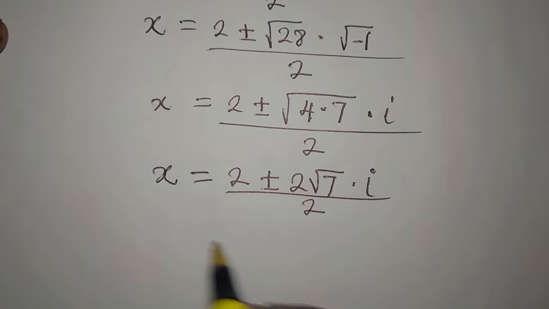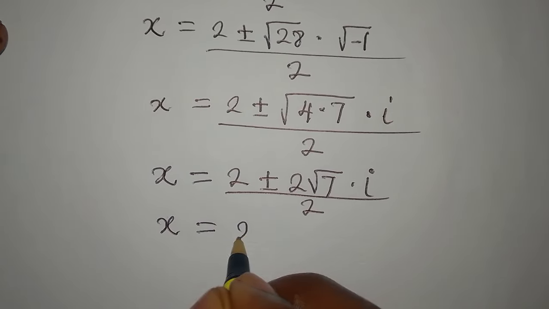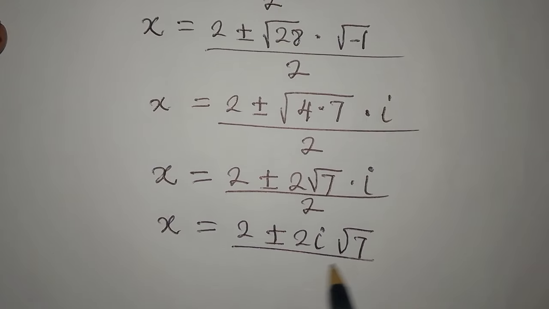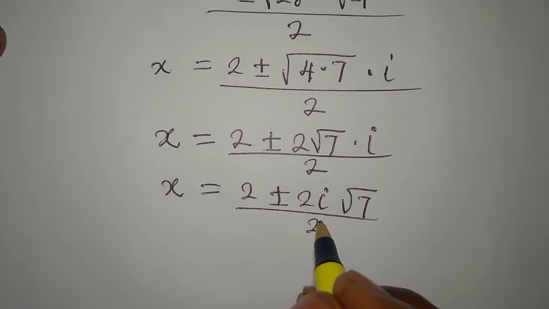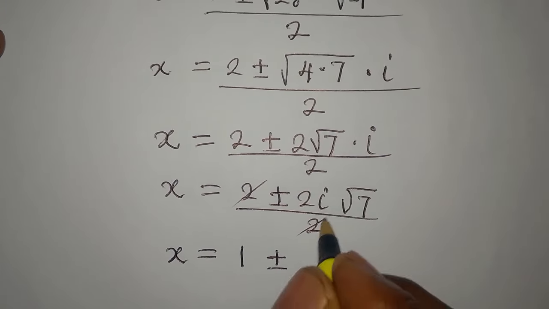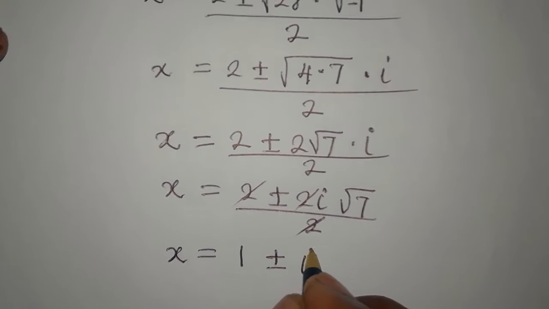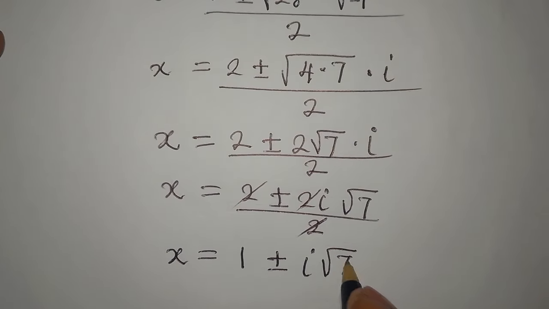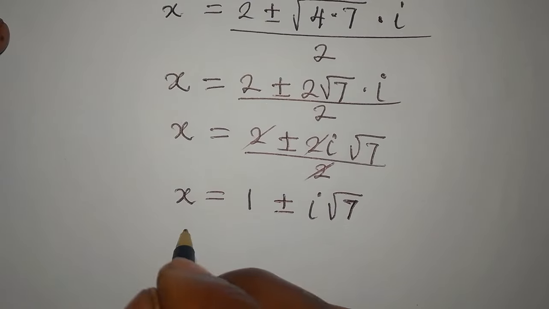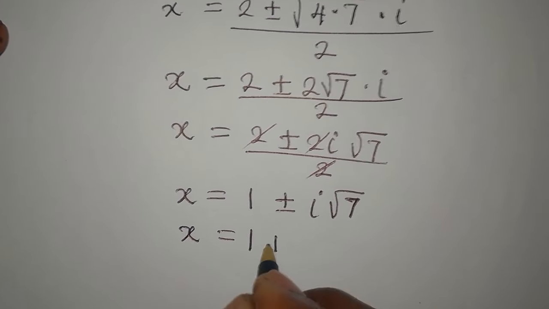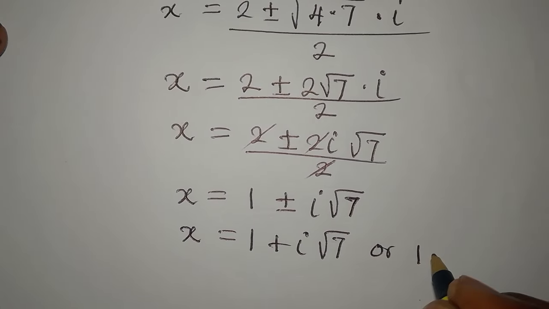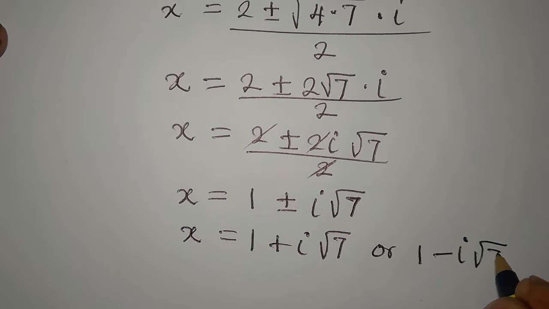And this can be rewritten as x equals plus or minus, we have 2i square root of 7 divided by 2. So that if you want, this 2 can cancel, so that x is what? 1 plus or minus i root 7. So to proceed from here, we have our x to be what? 1 plus i root 7, or 1 minus i root 7.